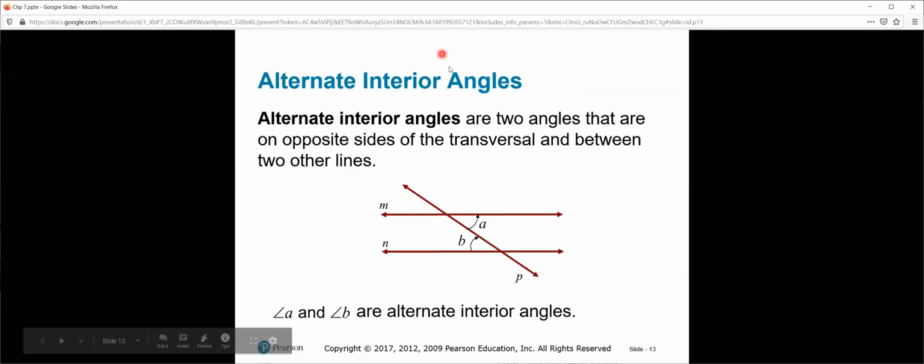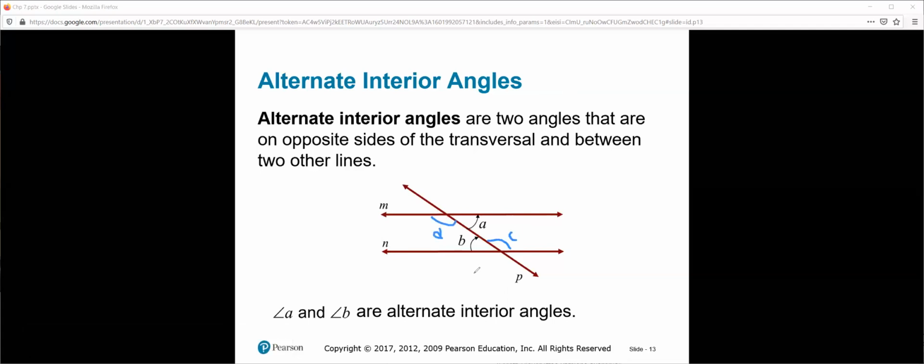I guess I'll leave this to you. If I said C, D, would those be alternate interior angles? And then what if I said E, F? Would those be alternate interior angles? Or E and F, or C and D? Stop and think about the definition. Think about both the technical definition and just what that means.